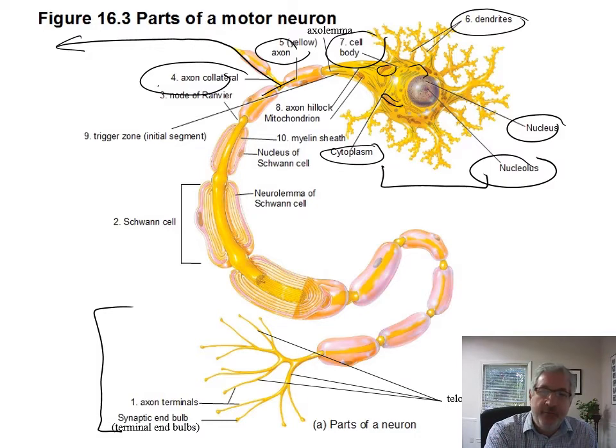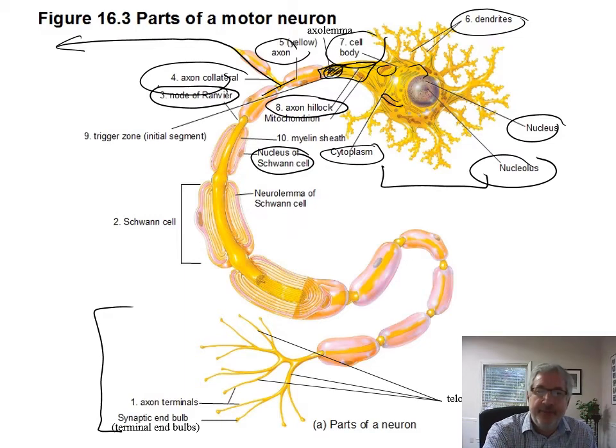So then you have Schwann cells. There's a nucleus of one. You have nodes of Ranvier, the gaps between the Schwann cells. Oh, back up here, sorry. The axon hillock is this cone-shaped structure here where the electrical impulse starts. And the trigger zone is this section right here.